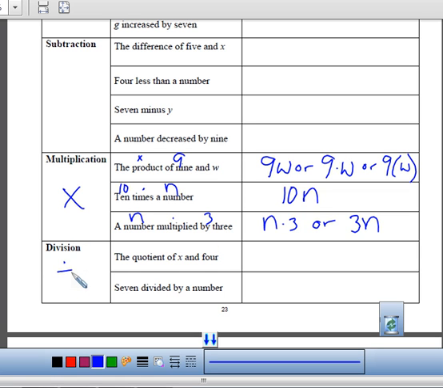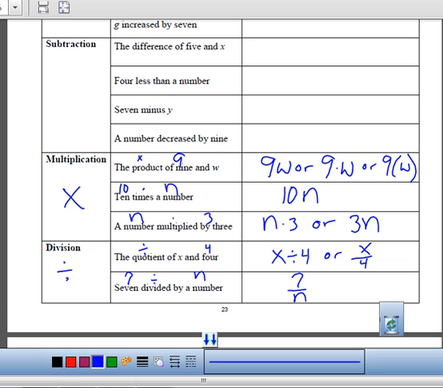Last one is division. Okay, the quotient, so that's division, of x and 4. So I'm going to do x divided by 4. Now what you need to know is the other way to write that is x over 4. And that's how we will see these a lot in expressions. So 7 divided by a number. So I'm going to do 7 over n. Okay, so there was some practice, or getting some examples, I should say.